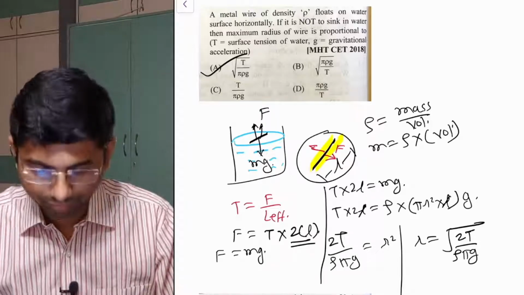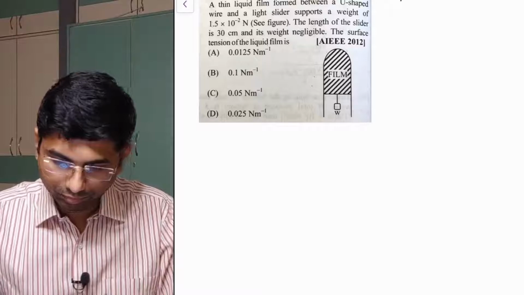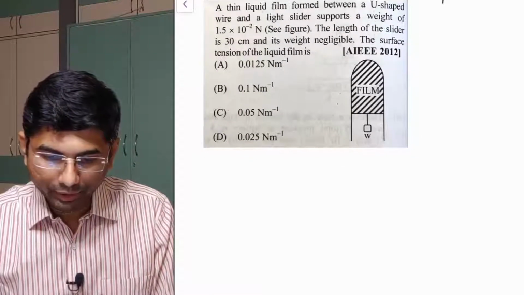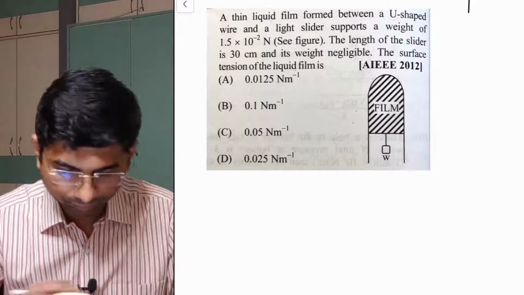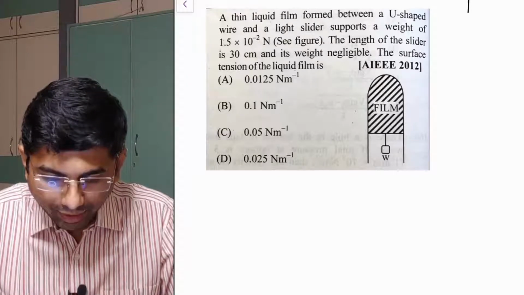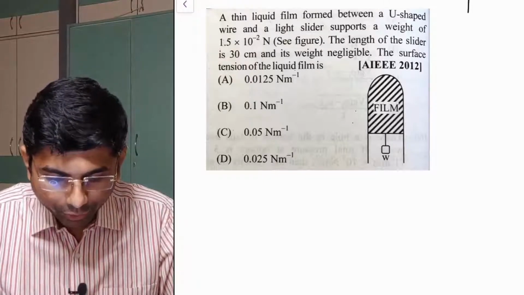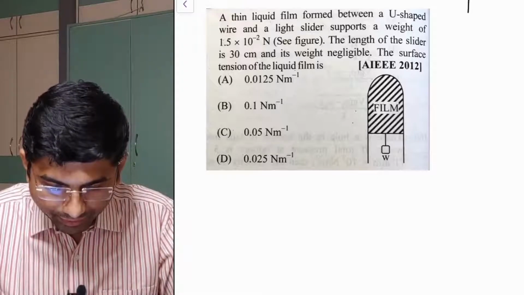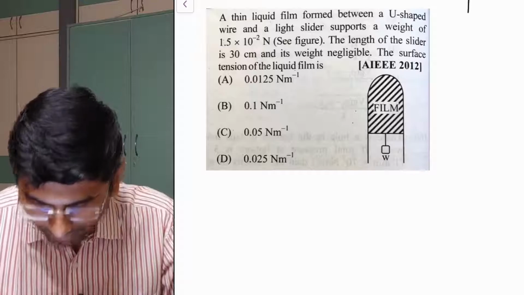Okay, we'll go to the next question. This is from AIEEE, something like JEE Mains equivalent. A thin liquid film formed between a U-shaped wire and a light slider supports a weight of 1.5 into 10 to the power minus 2 Newton. See the figure. The length of the slider is 30 centimeter and the weight is negligible. The surface tension of the liquid film is.